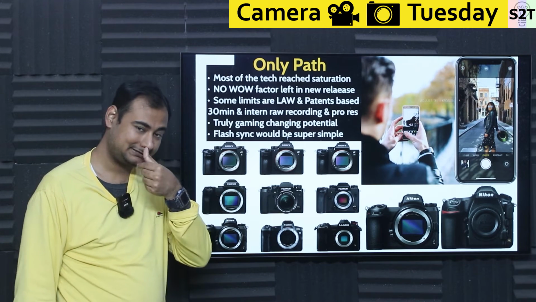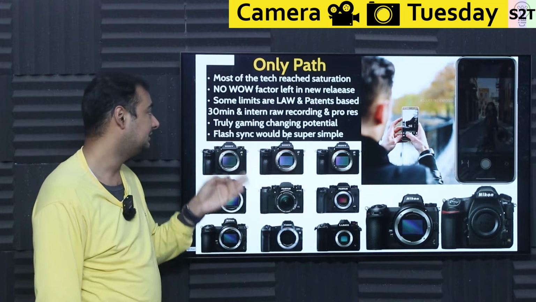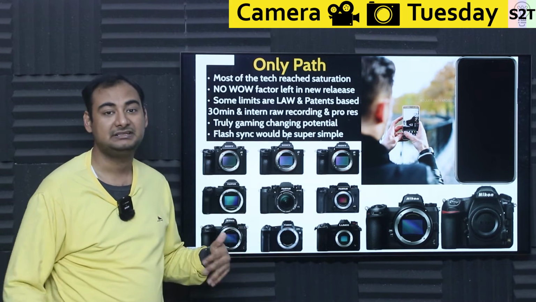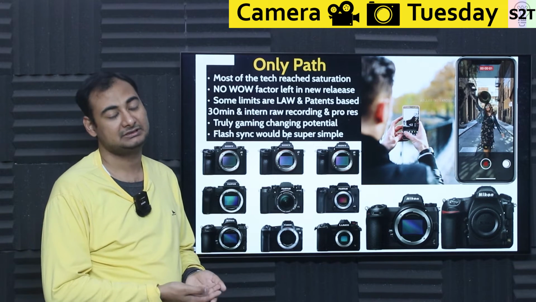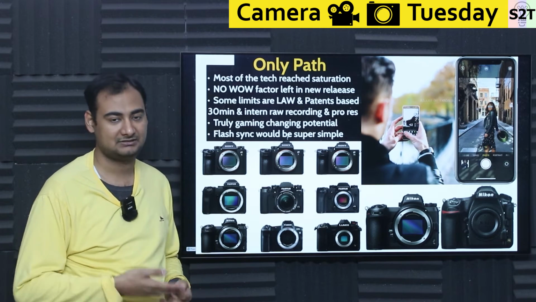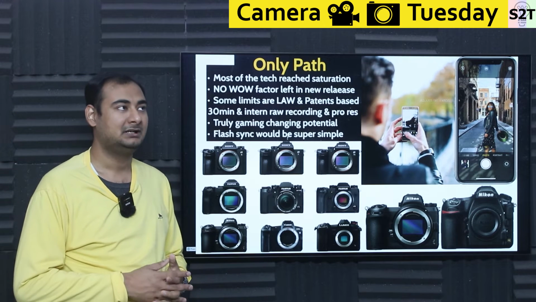And there are some other limitations that are because of law or patents. For example, the 30-minute limit law. Why the heck was it there? It was basically a law in the European Union. If a camera company was willing to either shrink their profit margin or increase the cost, they could have bypassed it by paying the penalty, like the GH5 did.